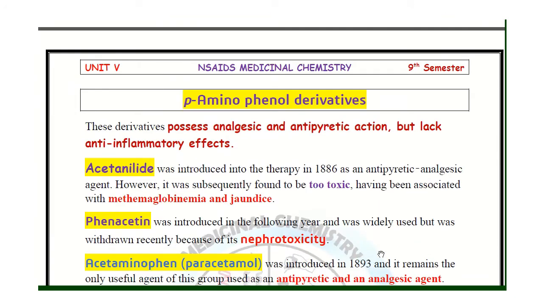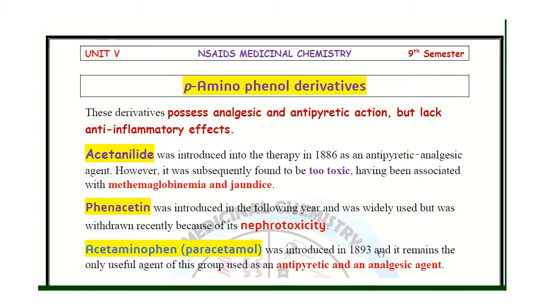Now let's discuss the next class of the NSAIDs, that is the para-aminophenol derivatives. Para-aminophenol derivatives possess analgesic and antipyretic activity, but they lack the anti-inflammatory effect. Among the para-aminophenols, there are different drugs that were previously reported, like acetanilide and phenacetin, but their use has been stopped because of their highly toxic nature.